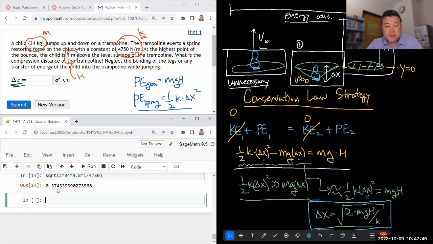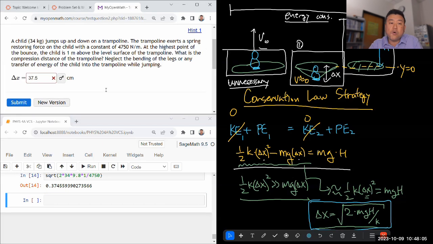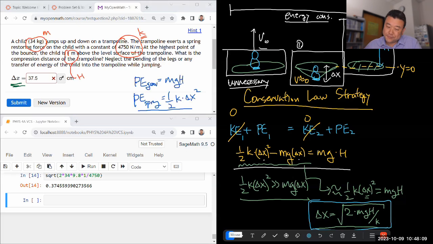Okay. So how does this number compare to 1 meter? It's a significant fraction of a meter. So the approximation I made is probably not good. When I plug in this number, 37.5, it should tell me that that's wrong, because it will be off by more than 1%. So, all right, it didn't work.